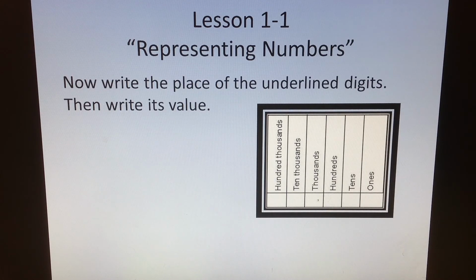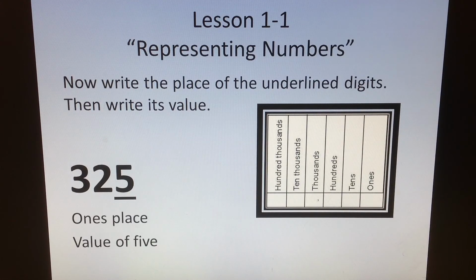Now write the place of the underlined digits, and then write its value. In this number, what place is the 5 in? What's the value of the 5? Pause the video while you figure this out. Here's the answer. The 5 is in the ones place, and it has a value of 5.